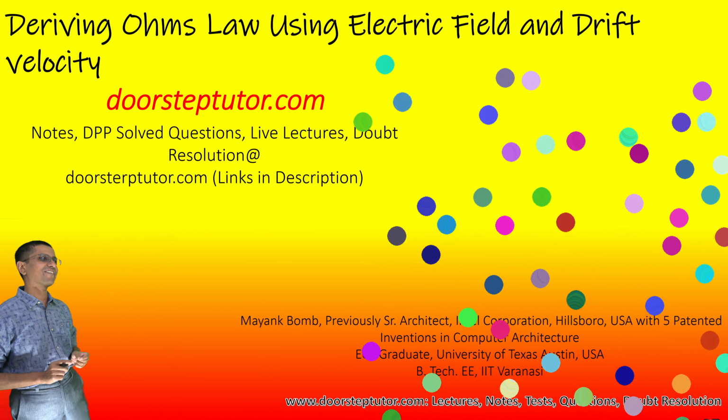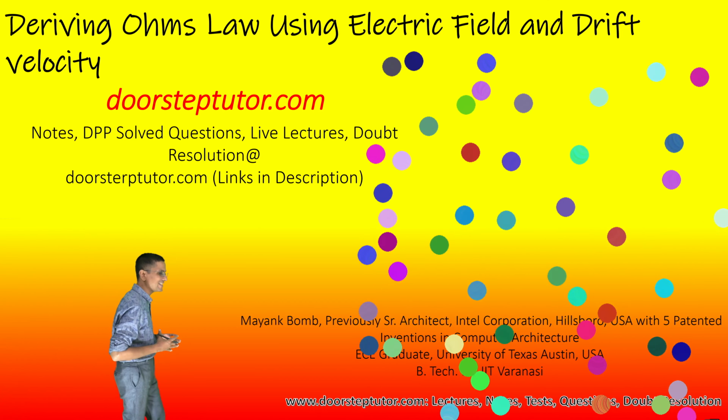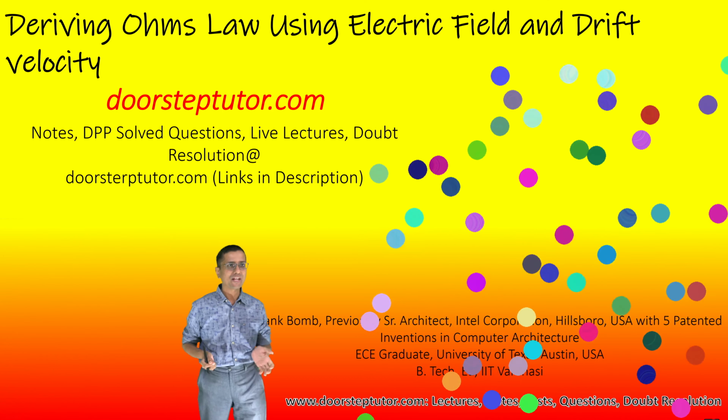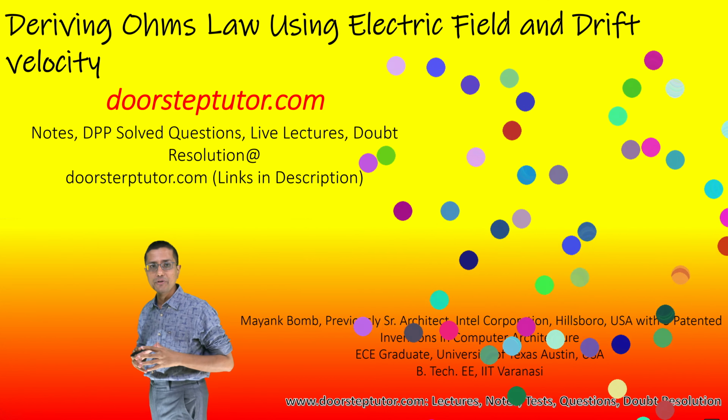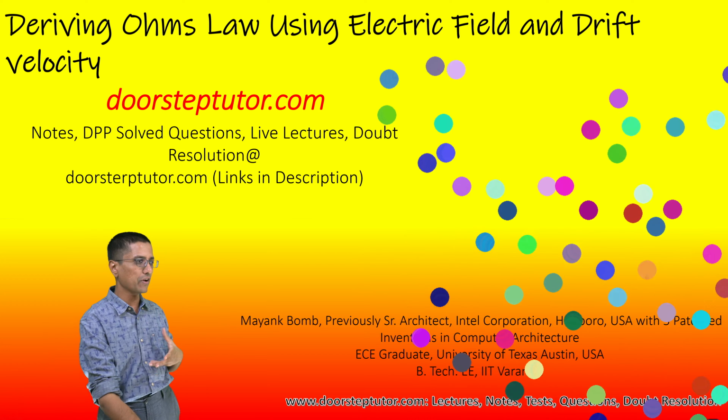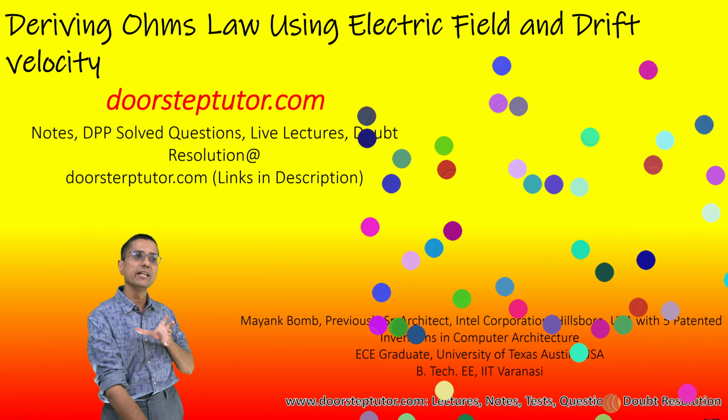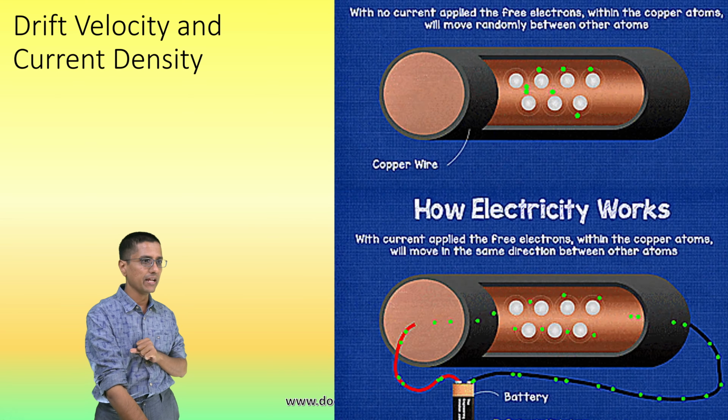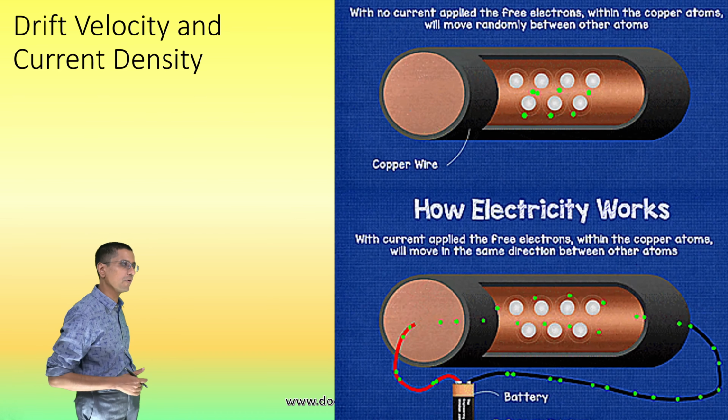Today we would be deriving Ohm's law. Now, in most cases, Ohm's law is just a given. Today we would be deriving Ohm's law, and we would be using the concept of the drift velocity and the electric field, or the concept of current density, to derive the formula for Ohm's law.